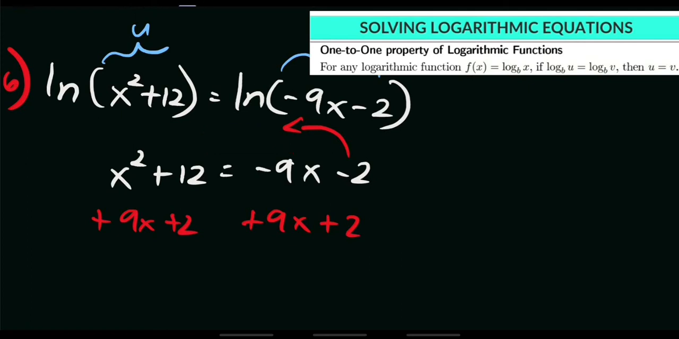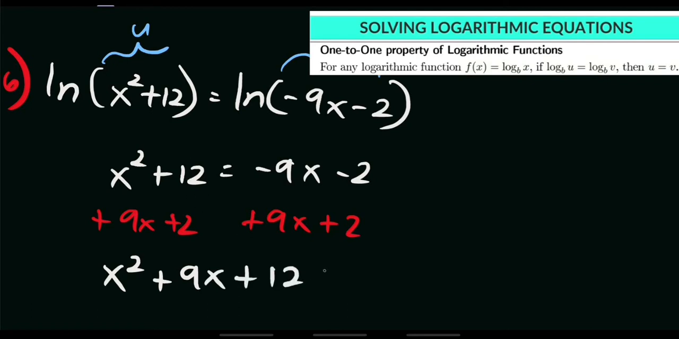Okay, so my task for this part is to write this expression into its standard form. So therefore it will give us x squared plus 9x plus the remaining value, which is 12, plus the moved value, that is 2, and that is equal to 0. So just cancel out this set of values.